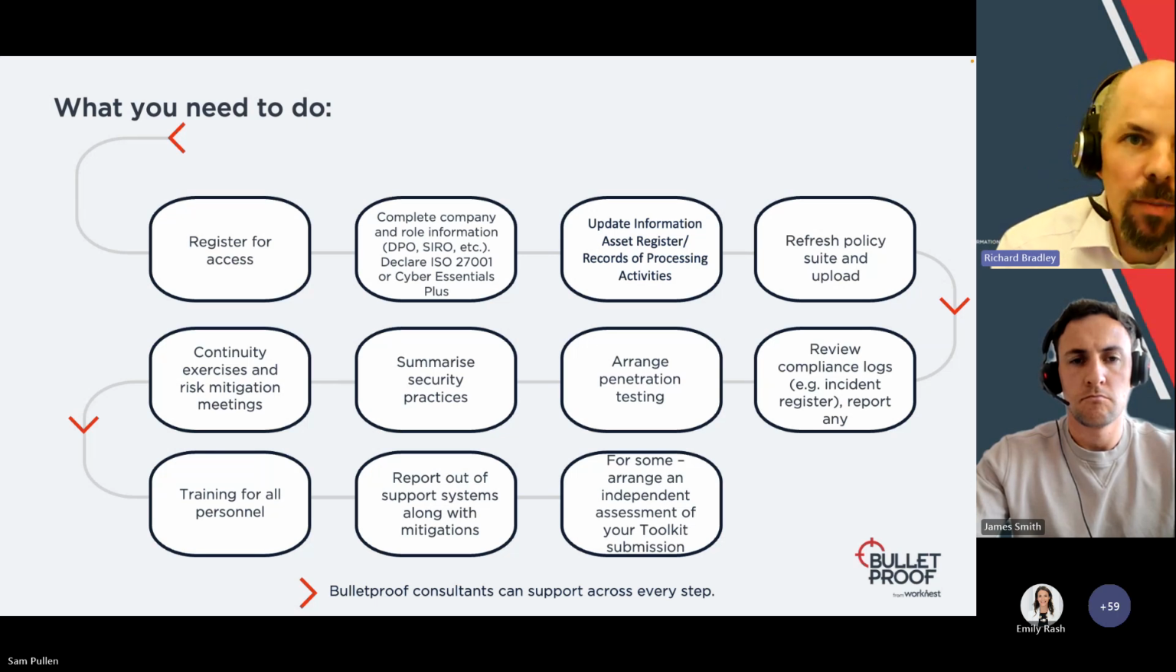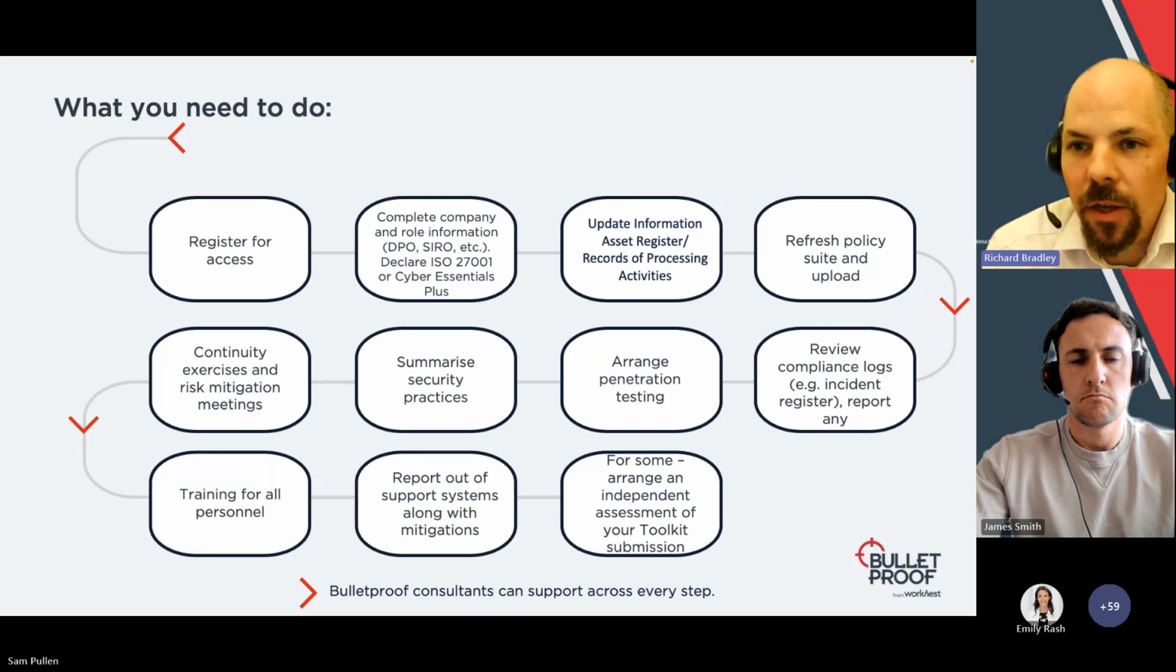Reviewing the logs of compliance, such as the incident register and DSAR responses, and providing an update on these. So what's your average response time for subject access or erasure requests? How many incidents have you had, of which how many were reportable? How did they happen? What are you doing to prevent them?